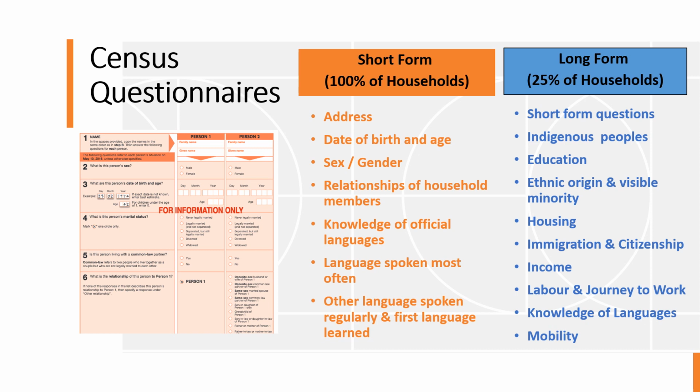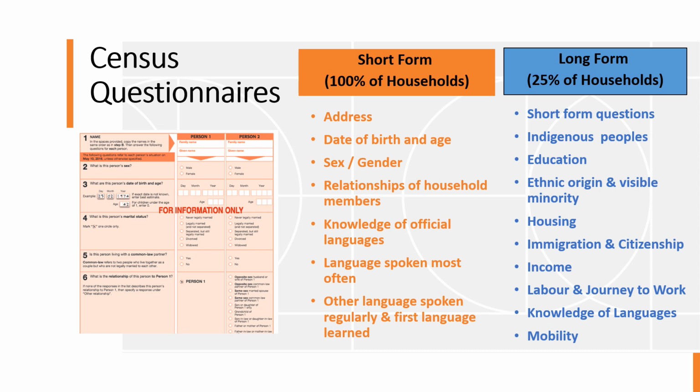This slide gives you an idea of the kind of questionnaire sets for the census. In May 2021, 100% of the households in Canada received the short form questionnaire. And what it asked for was your address, the date of birth of every individual living in the household, the gender or sex of every individual, the relationship to each member in the household, the knowledge of official languages, the language you speak at home, as well as other languages spoken regularly, and your mother tongue.